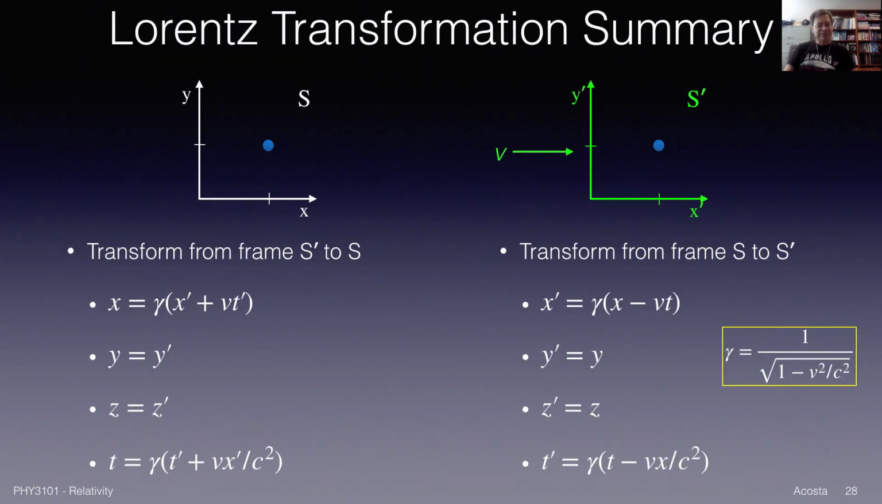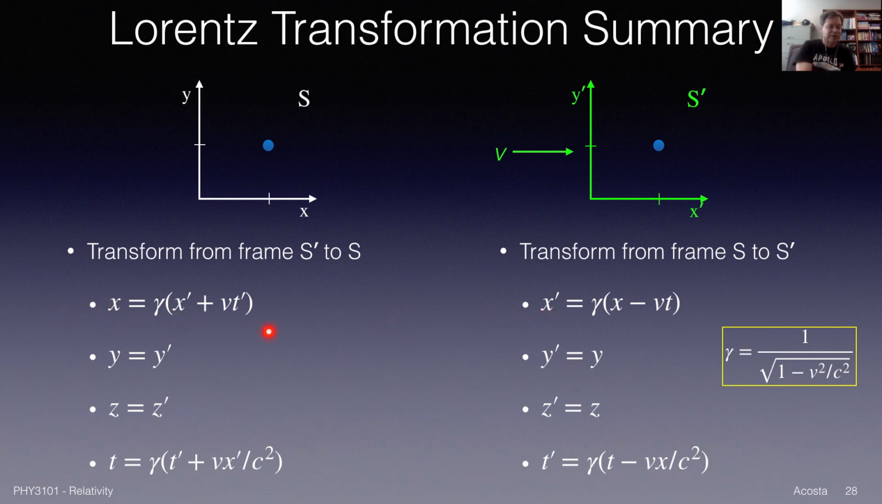So let's summarize what we've learned. We're trying to transform from frame s prime here in green to coordinates in frame s over here on the left, and vice versa, coordinates in frame s to coordinates in frame s prime. This is the generalization of the Galilean transformation to obey relativity, so this is the Lorentz transformation. And we see that the orthogonal coordinates are not affected.